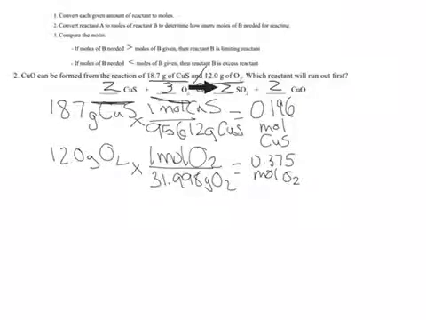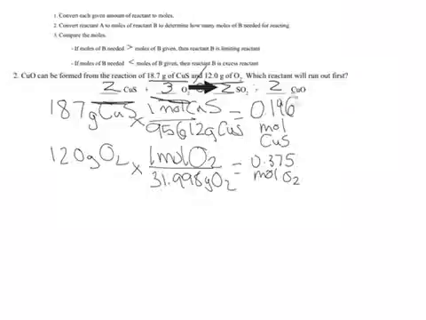Okay, so we are given 0.196 moles of copper sulfide, and we are given 0.375 moles of oxygen gas, and we need to determine which one's going to run out first. So we did step 1. Now we're doing step 2. Convert reactant A moles to reactant B moles.